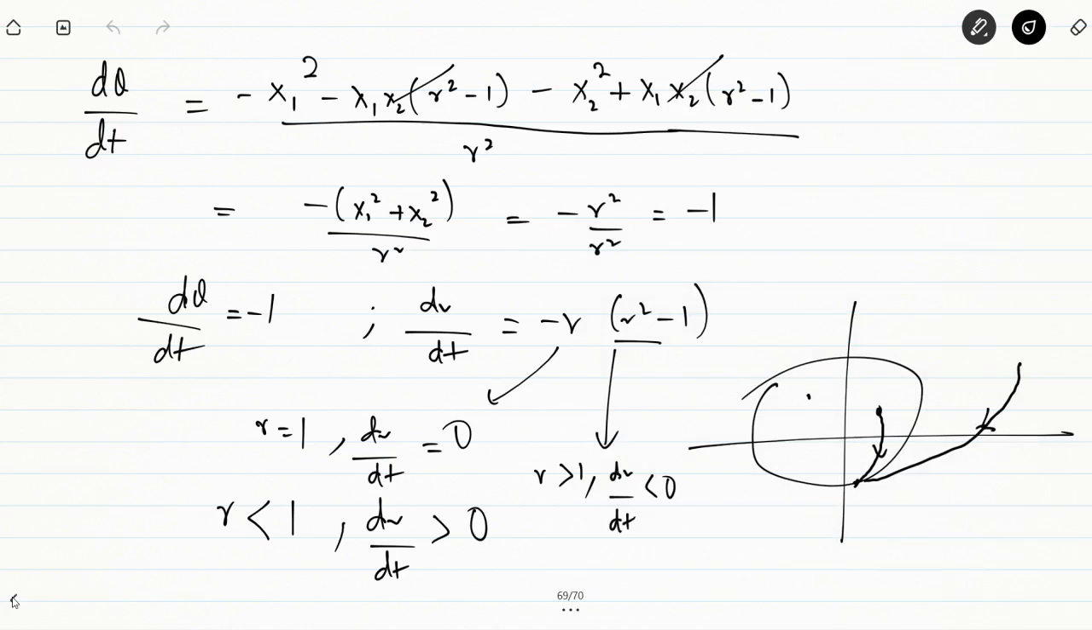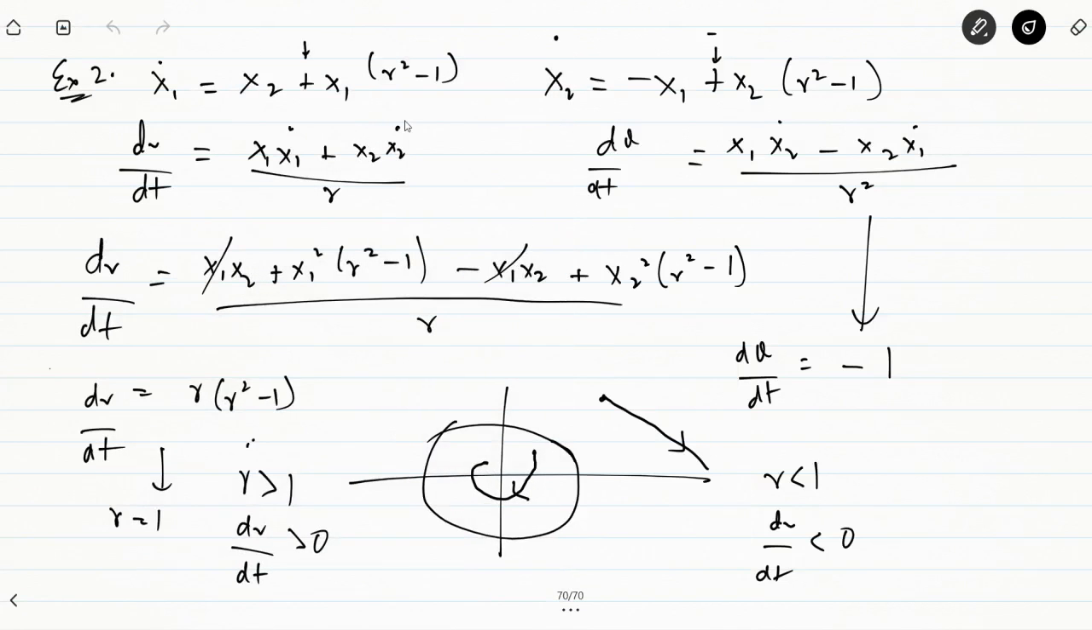In the first example, we saw the system for any initial condition where r is greater than 1, the velocity is negative, so the phase trajectory from that initial condition will tend towards the loop, while any initial condition that was inside the circle, velocity was positive, so the phase trajectory tracked from that initial condition would tend towards the loop again. All the trajectories would converge towards the limit cycle, the closed curve rather, so the system was stable.